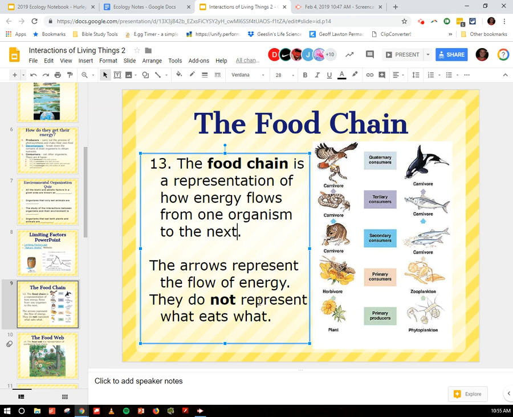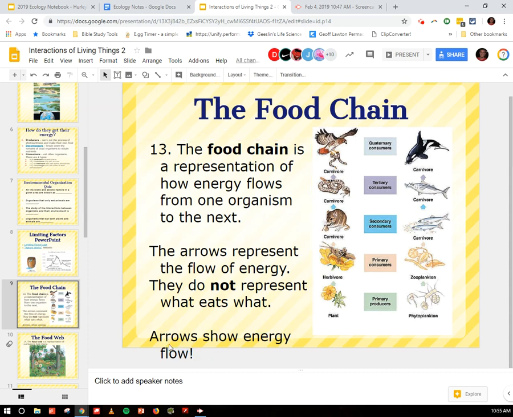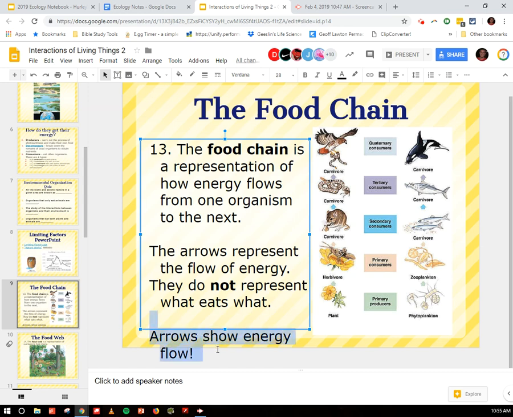So in really big, well, I mean, not massive, but it needs to be obvious. In really big letters, I want you to write, arrows show energy flow. Arrows show energy flow. Has a nice rhyme to it.